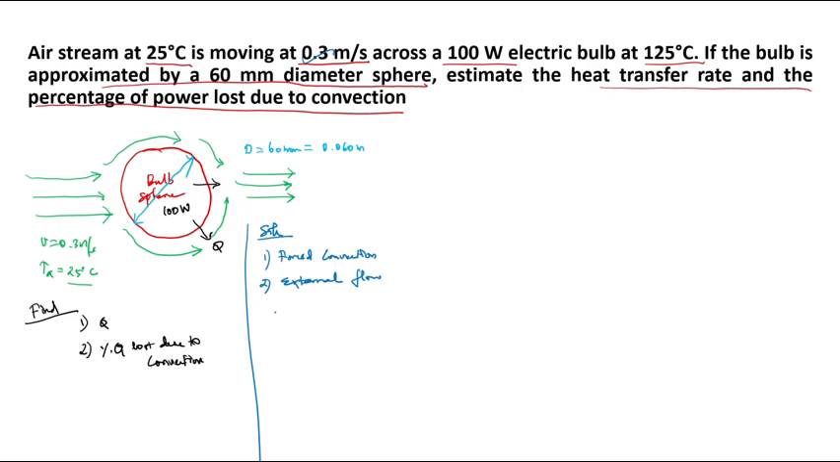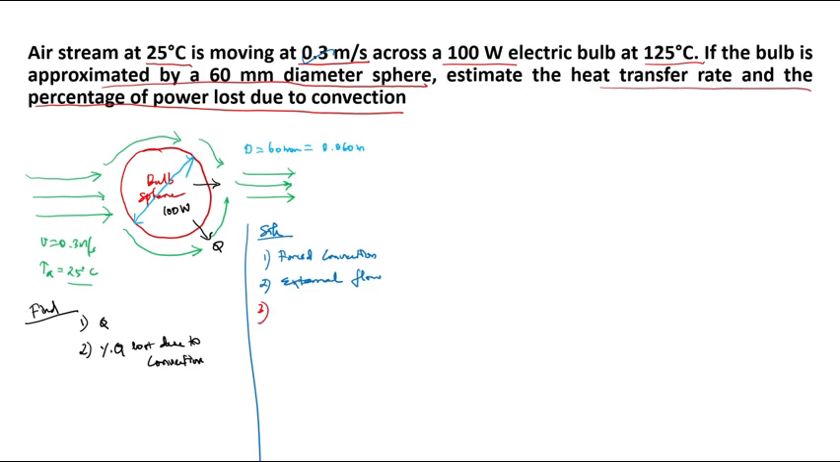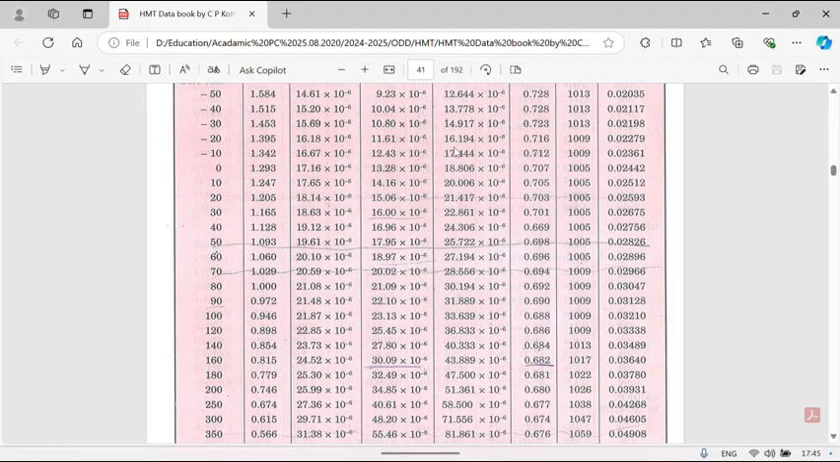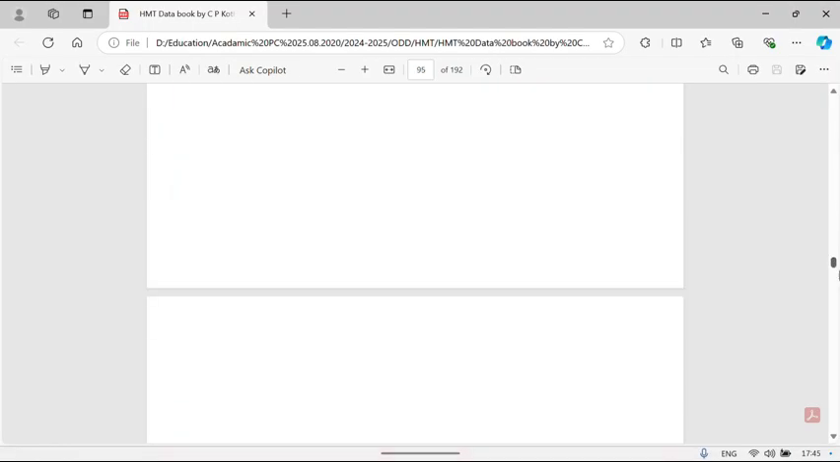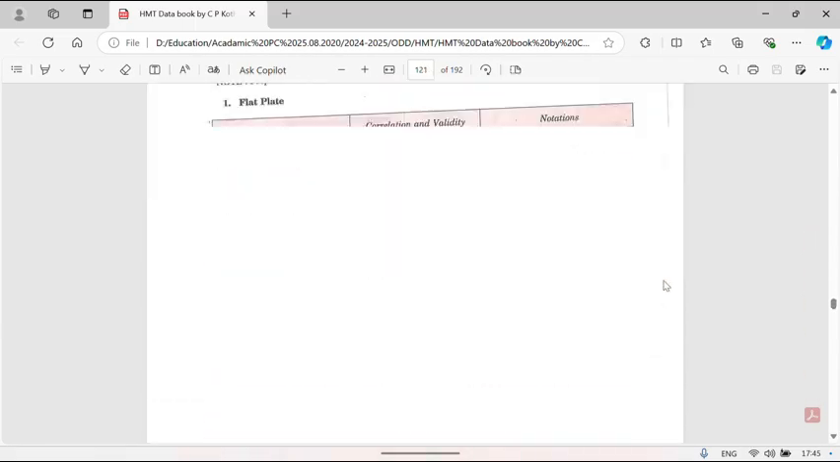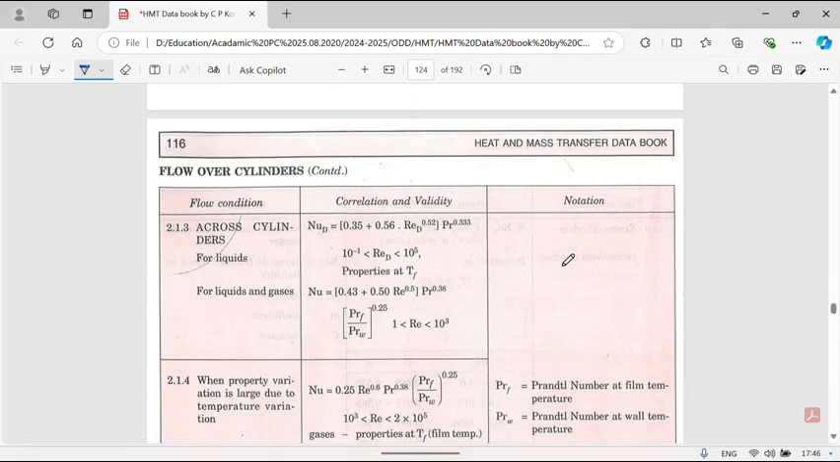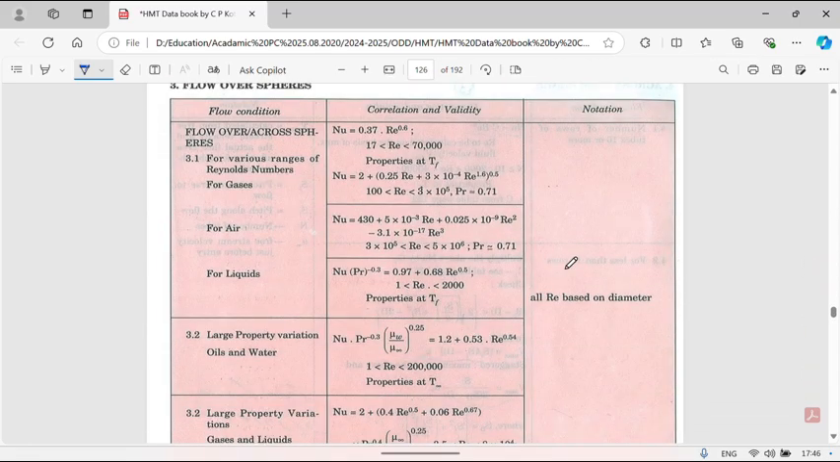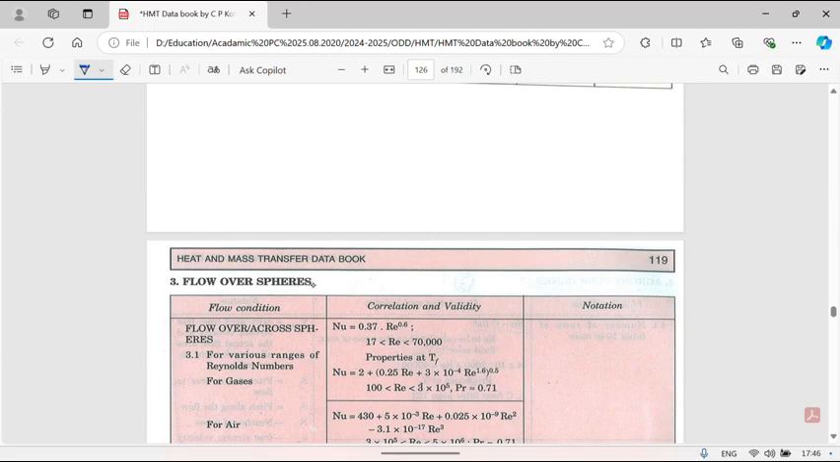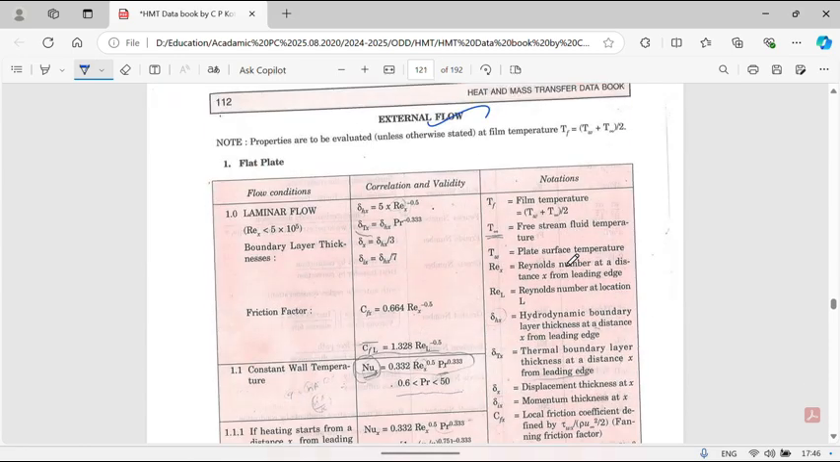Then third, we are going to find the film temperature, because in the case of convection, this is a flow over spheres. Here, page number around 130. So it's a case of external flow. External flow is a flow over the spheres. So in all external flows, you may consider the film temperature. So in flow over spheres or flow over external surfaces, we may calculate the film temperature.